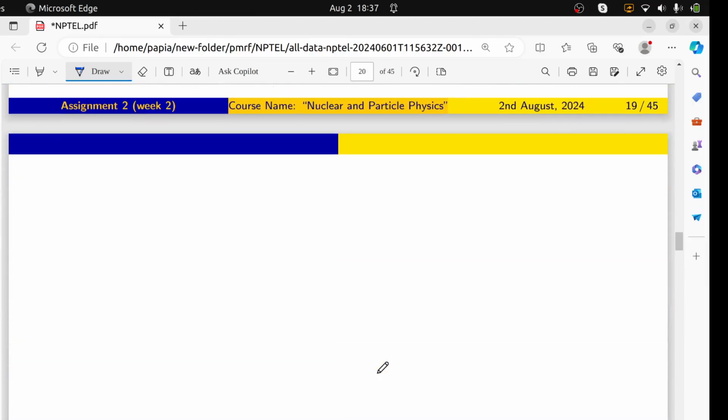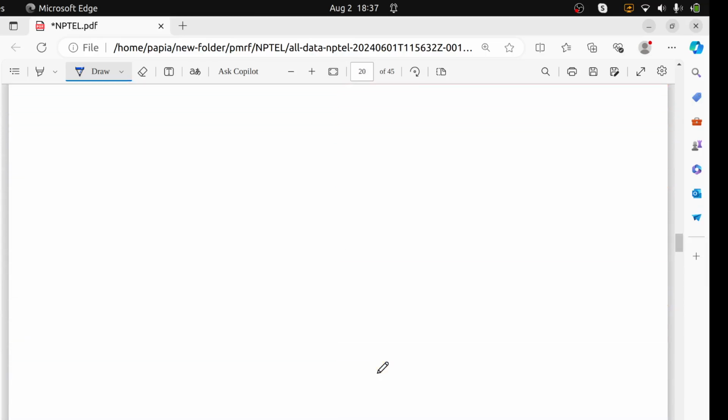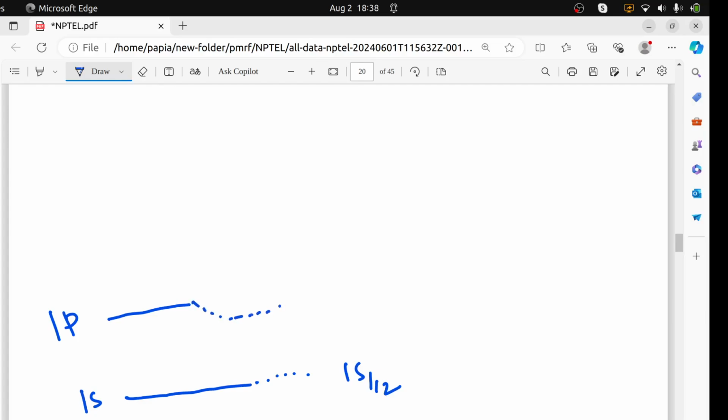So let me draw that figure, whatever we did there. I'm drawing 1s. For 1s there will be only 1, which is 1s1/2, right? Then after that there will be 1p. For 1p there are 2 states: 1p3/2, 1p1/2. I'm writing the maximum number of nucleons: this is 2, this is 4, and this is again 2.